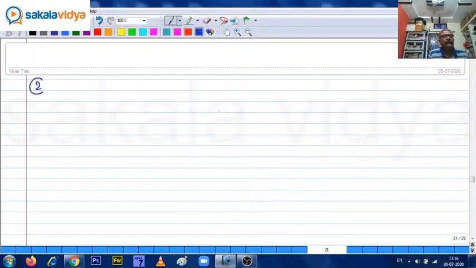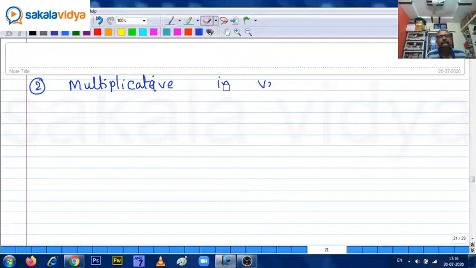Second problem. Multiplicative inverse of 7 minus 24i.